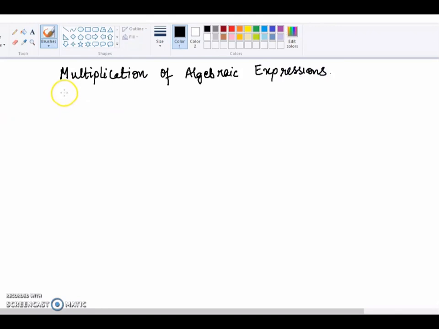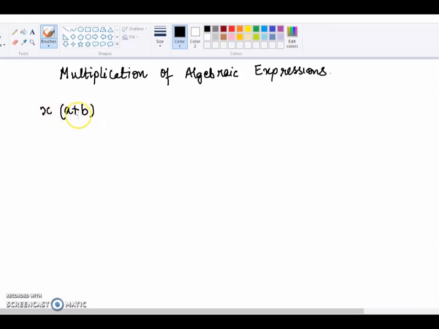Okay, so multiplication of algebraic expressions. Now we will see multiplication of monomial with a binomial. So suppose I have x multiplied by a plus b. If this is my expression, here my first expression is a monomial, containing a single term x, and the second expression is a binomial containing two terms a and b.